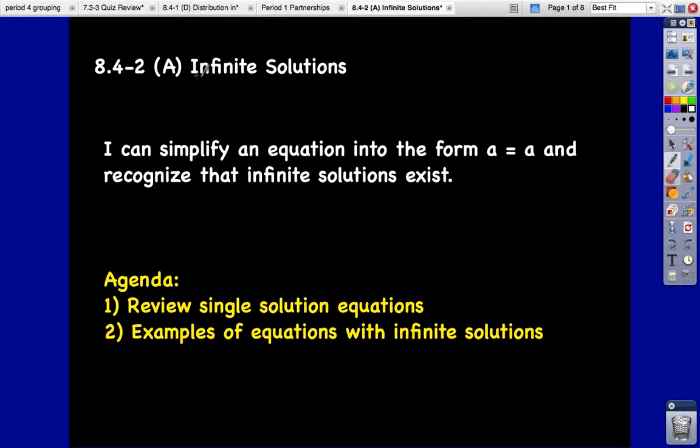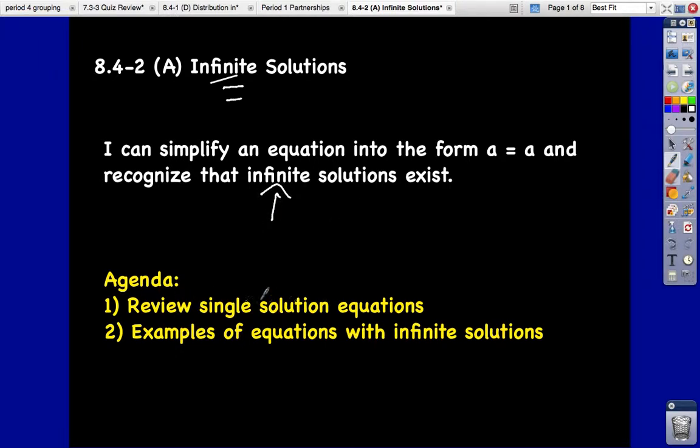We're going to talk today about infinite solutions. So this lesson, we're talking about the different kinds of solutions you can end up with when you solve equations. And infinite means without limit. It goes on forever and ever and ever. Your I can statement is to simplify an equation into the form A equals A and recognize that infinite solutions exist. So up until now, you may not have known that you could have infinite solutions.